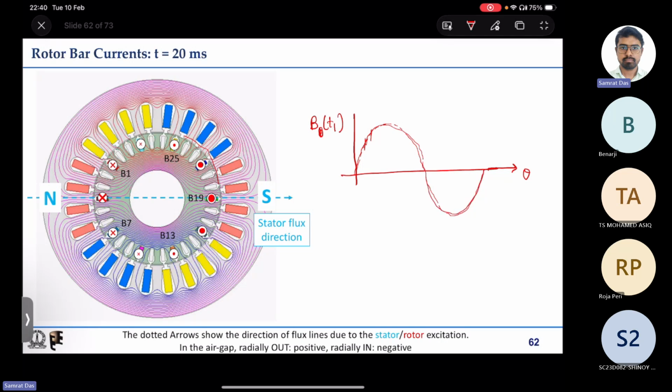Now you have to get the flux linkage of a certain coil or bar. How to do that? You have to know the location of that bar at that instant. Suppose you are at t equal to 0, in the beginning. You know that B19 is at 0 degree. That means B19 is here, so you have to integrate this B over this span.